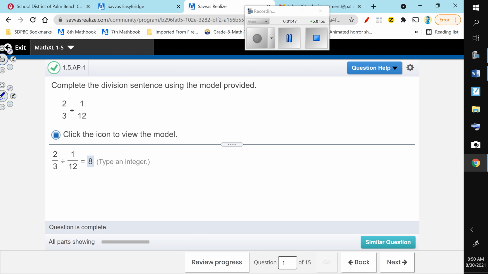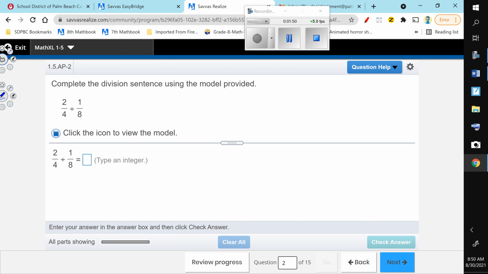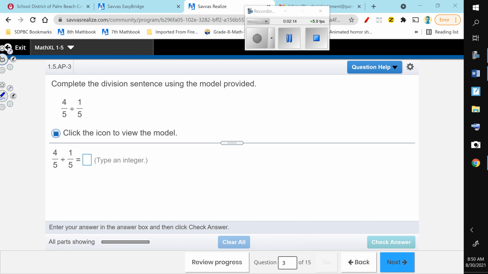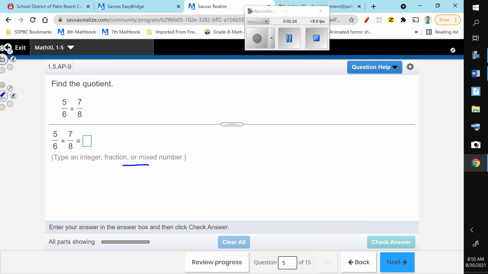Now this one, do the same thing. I'm going to hit next. I'm sorry. This one you're going to keep, you're going to change, you're going to flip, you're going to multiply across. And then if you don't know what this is as an integer, then you're going to need to put the top number under the roof. And then you just solve that, and that will be your answer, okay? This one's going to be the same thing. This one's going to be an integer. So keep that up. This one's going to be an integer. So the same thing, that's going to be a whole number.